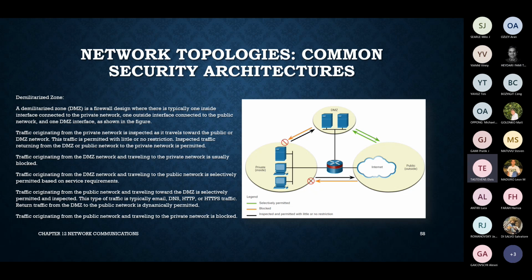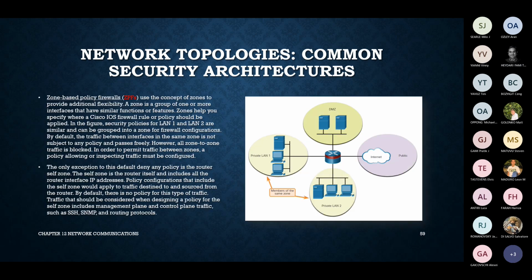Good. Okay, so next up is zone-based policy firewalls. It uses the concept of zones to provide additional flexibility. A zone is a group of one or more interfaces that have similar functions or features. Zones help you specify where a Cisco IOS firewall rule or policy should be applied. So in the figure, you can see the security policies for LAN 1 and LAN 2. They're similar and can be grouped into a zone for firewall configurations. By default, the traffic between interfaces in the same zone is not subject to any policy and passes freely.